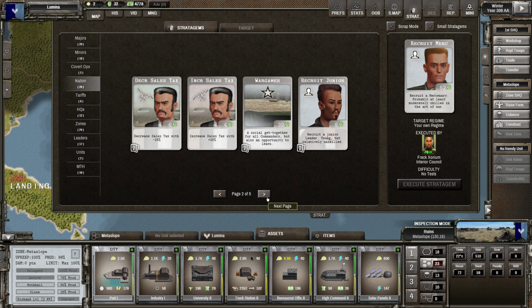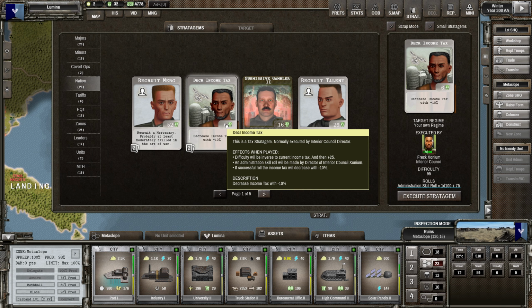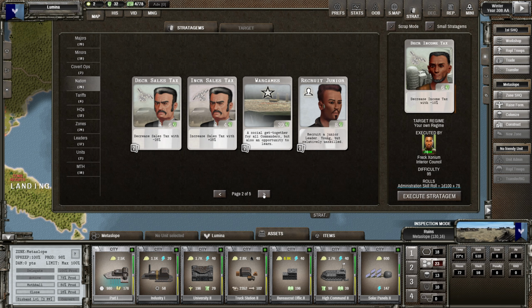So, for example, the ability to recruit a new leader will use political points. If you want to decrease your income tax, it's going to cost you 6 political points. If you want to get all of your generals together to do some war games and increase all their skills, that's going to cost you 39 political points. That's what PP means.